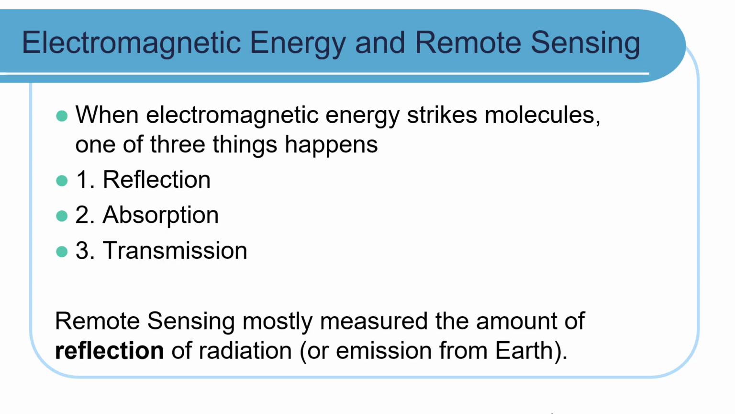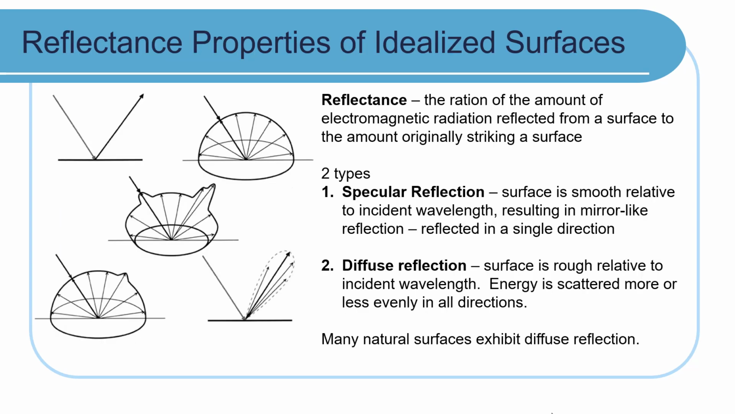So here's what happens when electromagnetic energy is interacting with molecules. There's three possible things that can happen. It's either reflected, absorbed, or it's transmitted. So remote sensing is picking up on the amount of reflection or radiation or emission from Earth. So you might recall that all objects have emission or heat. Anything above 0 degrees Kelvin or a black body has some sort of emission, and there are remote sensing tools and data sets that will pick up on that. But again, basically what we're looking at is reflection of energy from Earth's objects.